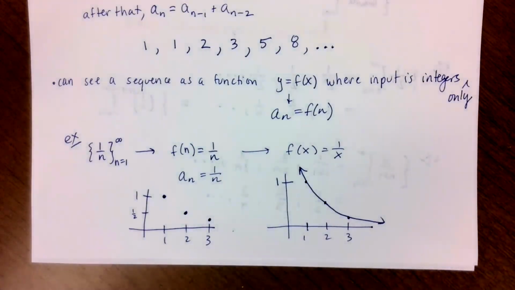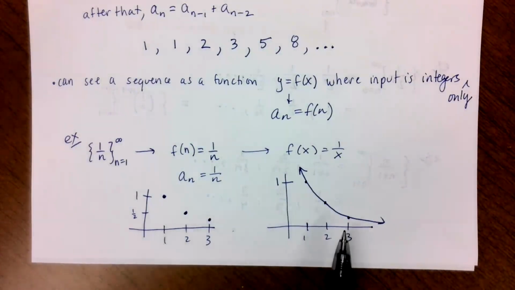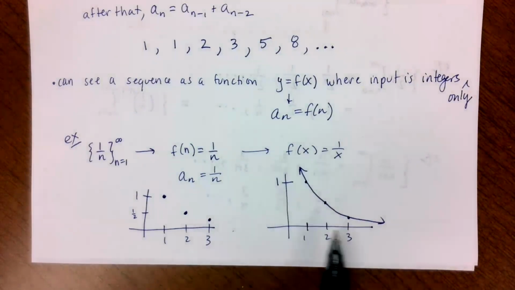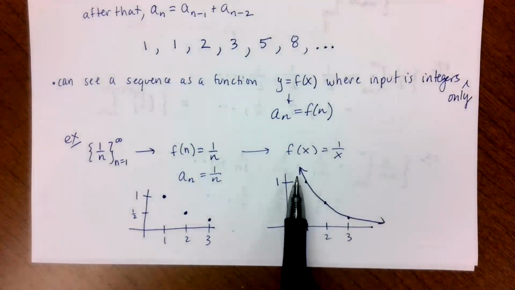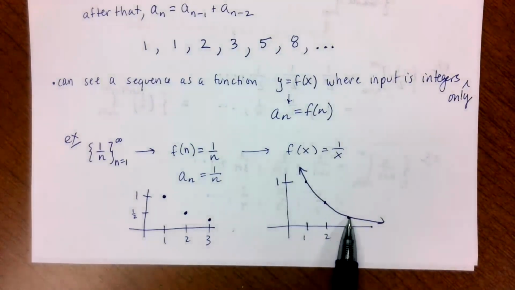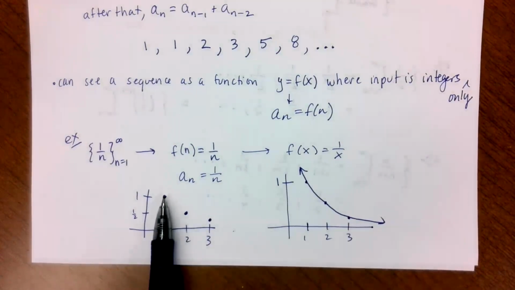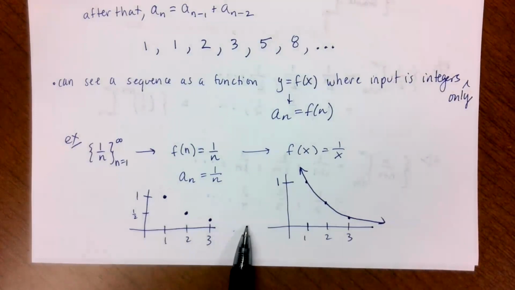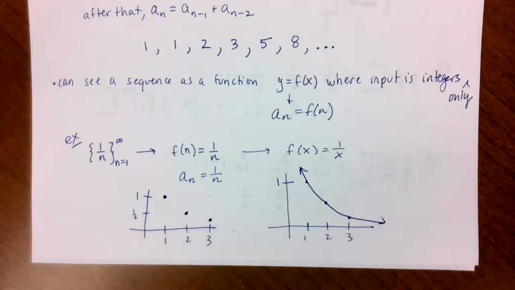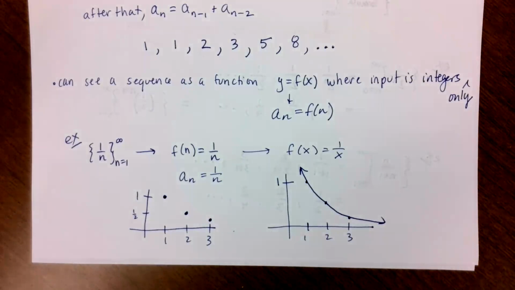Where this is going to lead us now is starting to think about the limit of a sequence. And we can really lean very heavily on what we already know about the limits of functions, right? If this curve is headed towards 0 as x approaches infinity, which it is, these dots are also headed to 0 as n approaches infinity. And that's how we're going to start thinking about the limit of a sequence in class today.